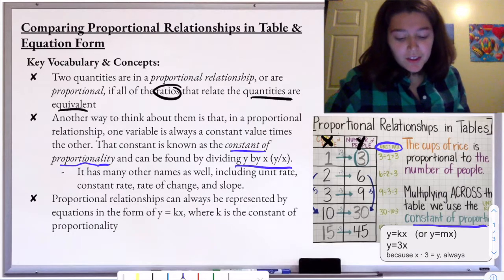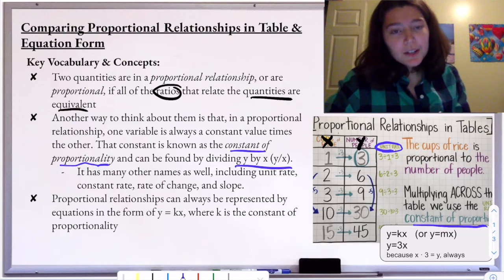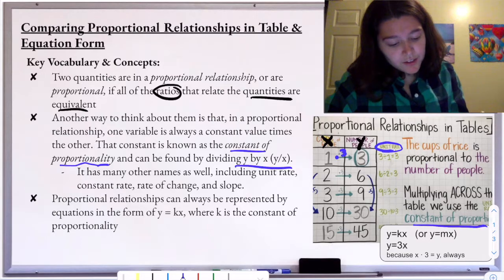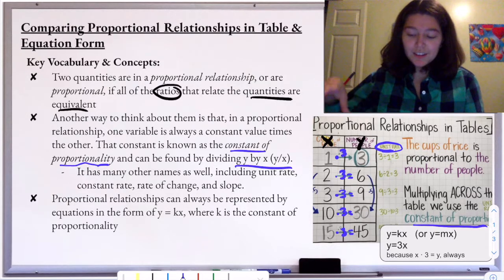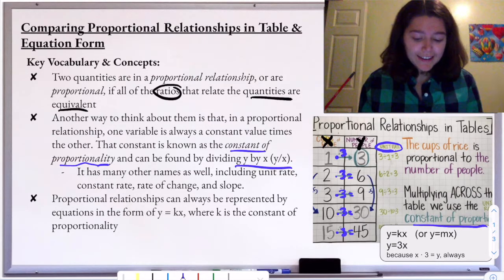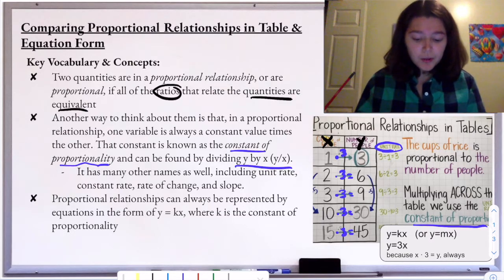And another way of thinking about it is it's this constant number we multiply by to get from one variable to the other, particularly from the x to the y. So 1 times 3 is equal to 3. 2 times 3 is 6. 3 times 3 is 9. There's that constant number we can multiply by that takes us directly from x to y. So this is what they'll look like in table form. And then today we're also going to think about what they look like in equation form.